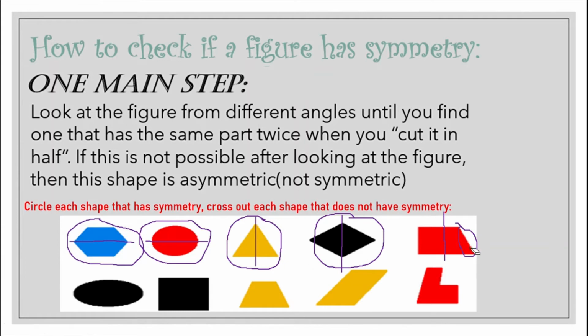So, if you guys would keep going that way, I can already tell, hopefully you guys can too, that this figure does not have symmetry. So we can go ahead and cross out this shape, just as in the instructions. It says to cross out each shape that does not have symmetry. Alright, this shape, cut it like this and you get two semicircles.